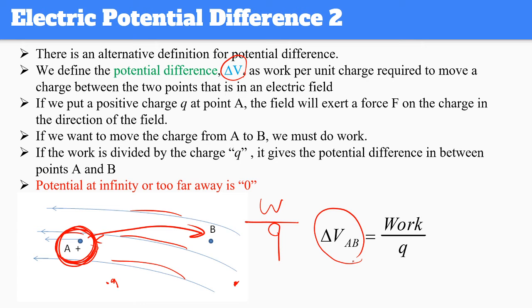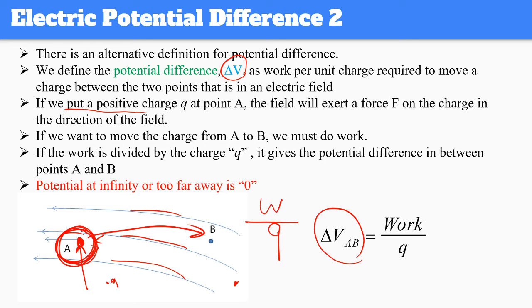Alright, so if you put a positive charge Q at a point A, the field will exert a force F on the charge in the direction of the field. And if you want to move the charge from A to B, we must do the work. And if the work is divided by the charge Q, which charge are we talking about? The charge that we are moving from one point to another, it gives the potential difference between points A and B.